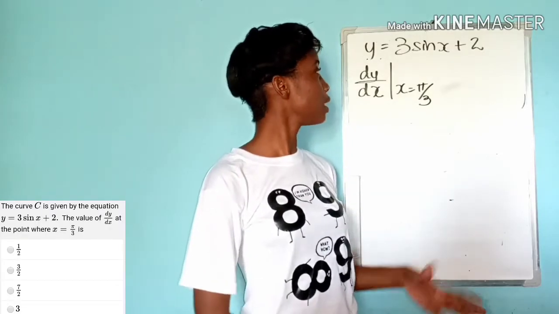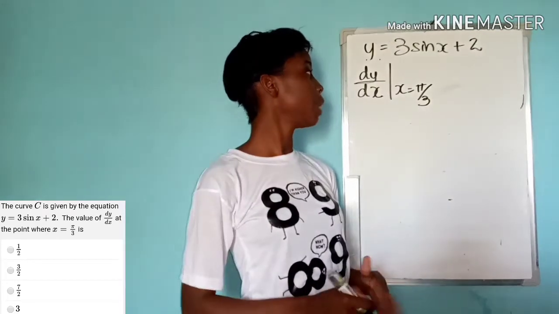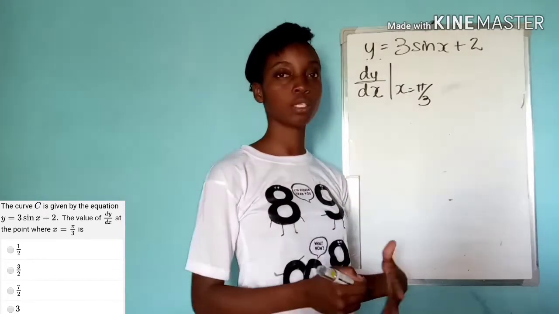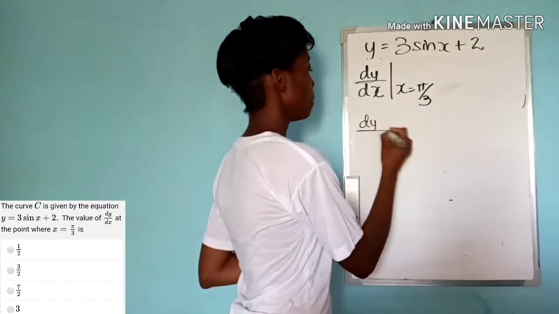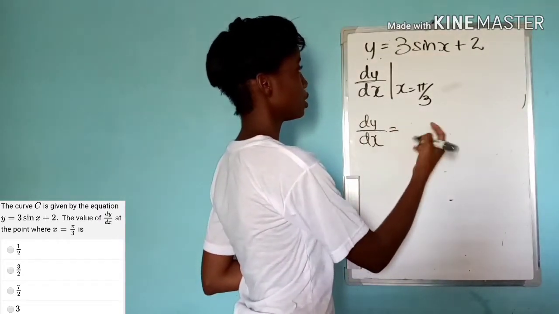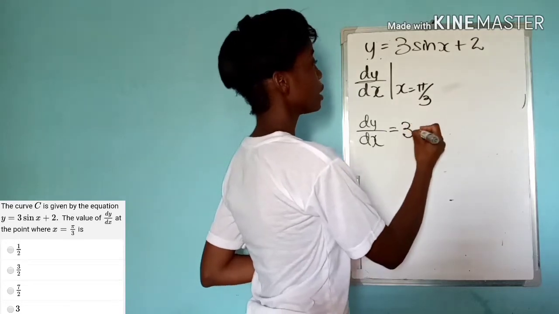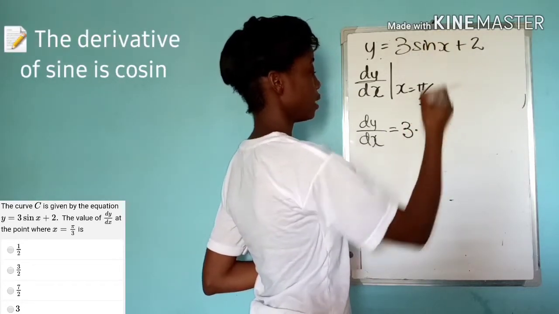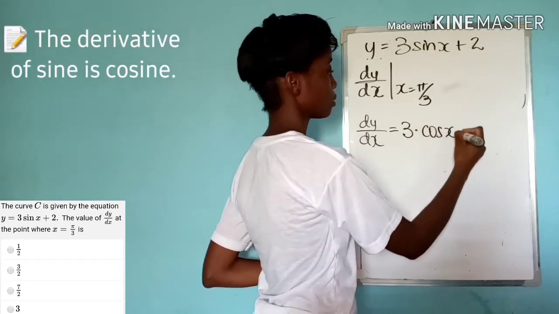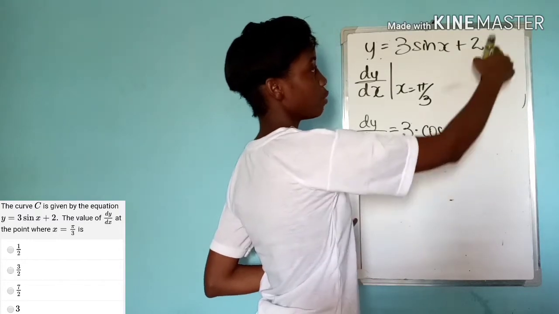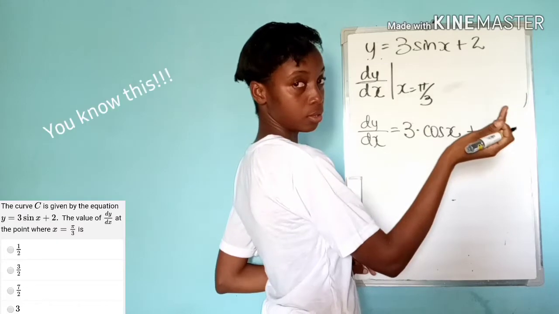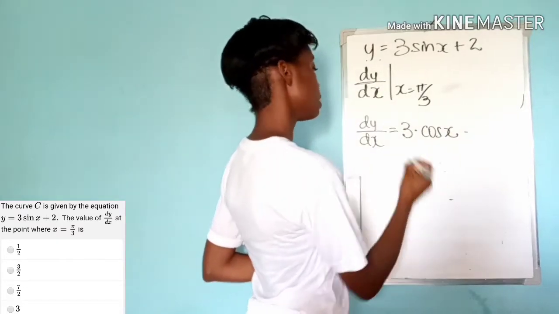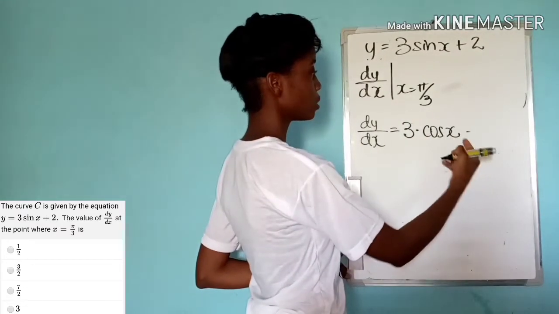Our next question asks us to find dy by dx when x is equal to pi over 3. And so here we go. dy by dx, let's differentiate this function, is going to be 3 times what is the derivative of sine x, cosine x, plus what's the derivative of the constant 2? We know that's 0. You don't want to waste your ink. All right, so here we go. So this is 3 cosine x.